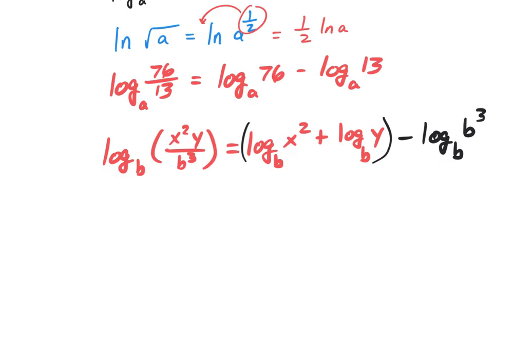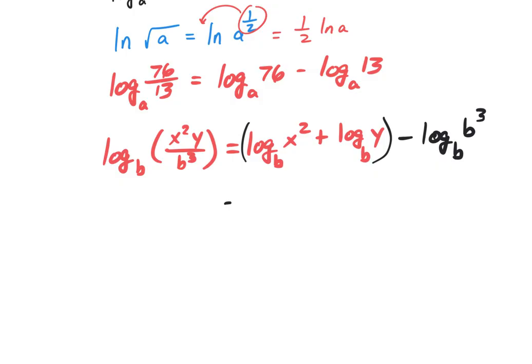Okay, now, I think this is kind of the hard part: how do we know when we're done? And that's why these are a little bit different today. Is there anything else we can do? Well, there's a couple more things that we could do here. We have an exponent here. Because there's an exponent, it can jump in front of the log.